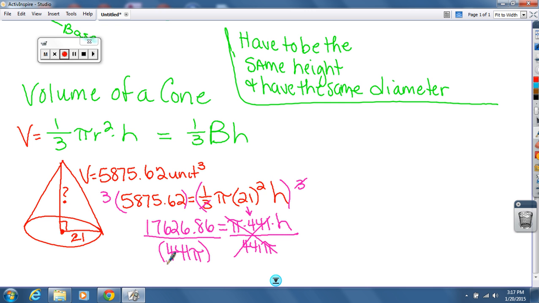So 17,626.86 divided by 441 pi. And that gives me 12.7 units high. 12.7 units high. So you're just trying to find the height.